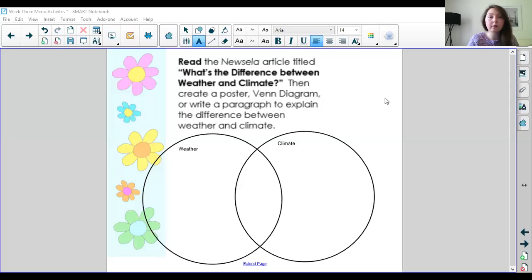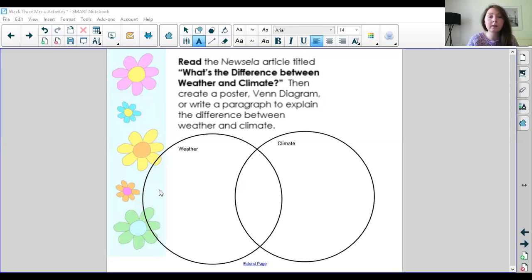Hi, fourth grade. In this video, I'm going to be explaining to you the activity called What's the Difference Between Weather and Climate from the science part of your menu. So let's first start by reading the directions together. Read the Newsela article titled, What's the Difference Between Weather and Climate? Then create a poster, Venn diagram, or write a paragraph to explain the difference between weather and climate.